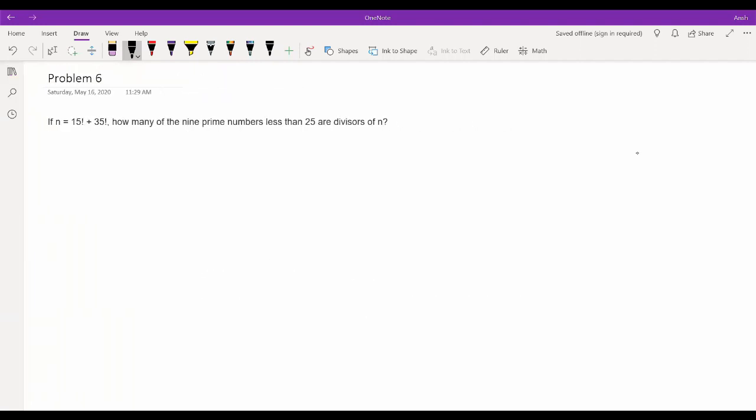Okay, so our next problem will deal with factorials. All right, so our next question we have, if n is equal to 15 factorial plus 35 factorial, how many of the 9 prime numbers less than 25 are divisors of n?